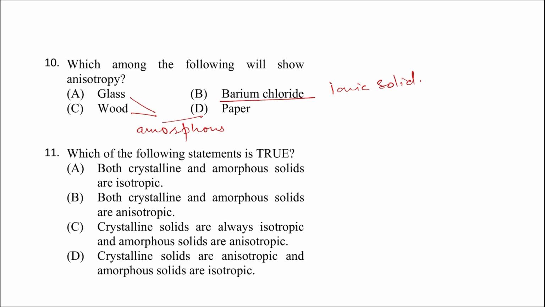Next: which of the following statements is true? Just check it. Take your time, 2 to 3 seconds. Read out the statements. Here the answer is D: the crystalline solids are anisotropic while amorphous are isotropic. So this is all about the crystalline solids and their classification. Thank you.